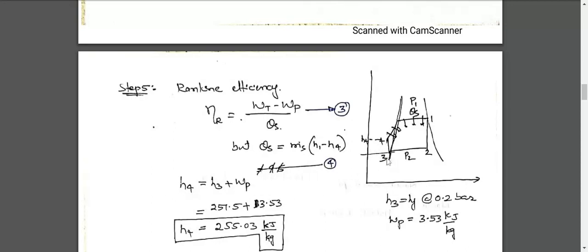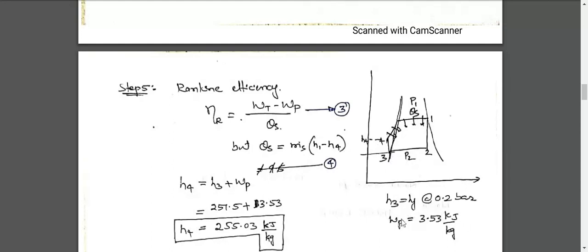H3 value you will get directly from the data handbook. The reason is point number 3 is located on the water line. So at this pressure, P2 pressure, you will get the value of HF. So at 0.2 bar, H3 is equal to HF at 0.2 bar. Sir, why HF? Why not HFG or HG? Point number 3 is purely on the water line, no question of gas, no question of a mixture of both. So HF at P2 pressure, that is H3.